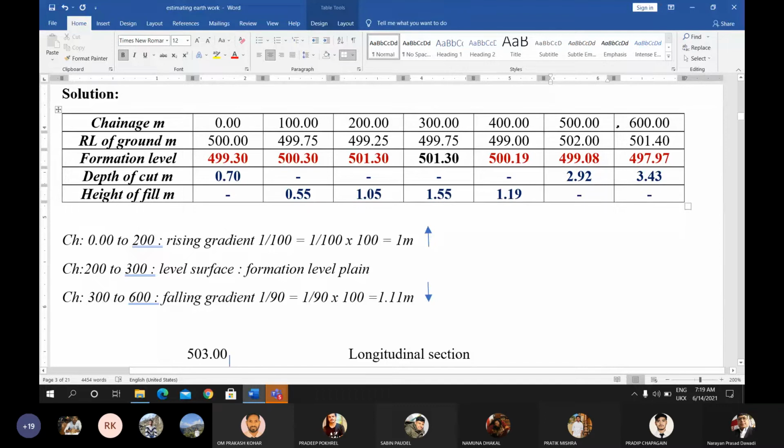Now move towards the 600 meter channel. Again the ground level is higher than the formation level. At that time the cutting depth will be: subtract 497.97 from 501.40, and this is 3.439.